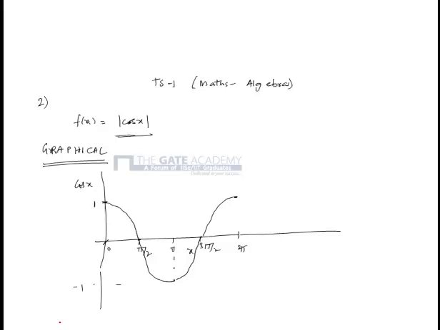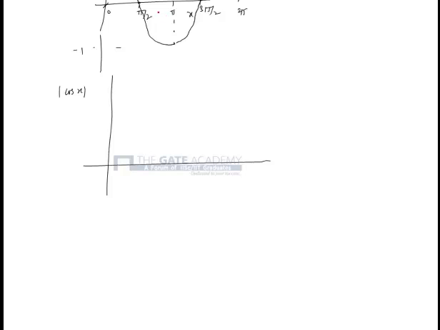Now mod cos x will basically just reverse the negative values, making them positive because there is a mod here. Let's see how it behaves within the interval 0 to 2 pi. This will remain the same from 0 to pi by 2. From pi by 2 to pi, all the negative values will become positive. So the curve will look like this, and then again like this. All these peak values are 1.